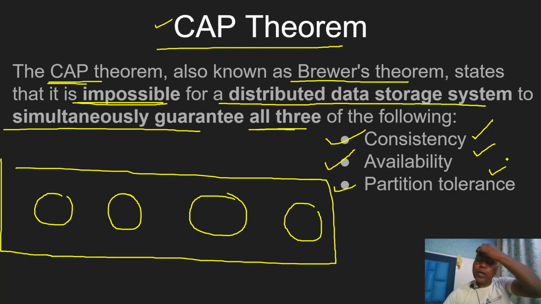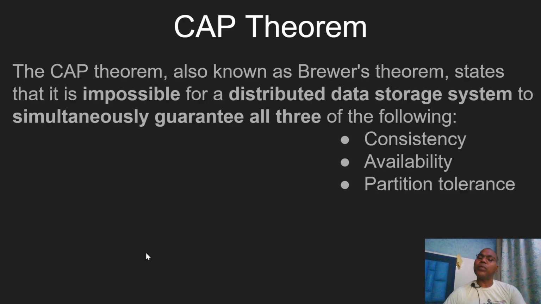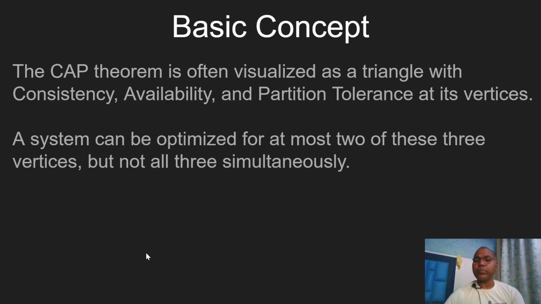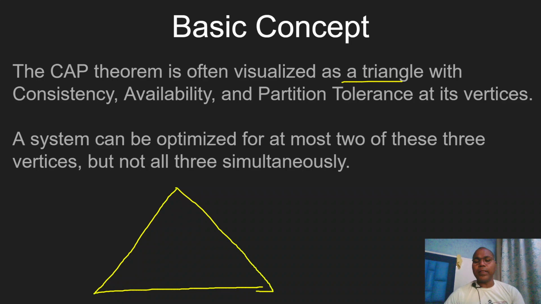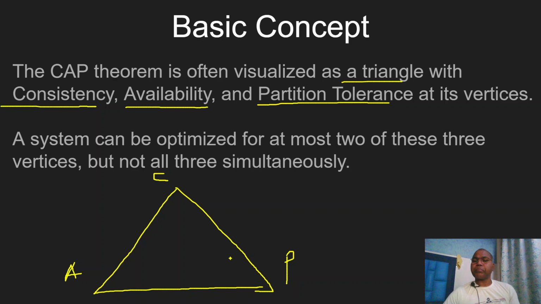Your system cannot be highly consistent, highly available, and highly partition tolerant at once. Partition tolerance, availability, and consistency are the three key features in system design, but the CAP theorem says how we can achieve them and what kind of trade-off exists between all three. Just visualize the CAP theorem as a triangle, where consistency is one vertex, availability is another, and partition tolerance is the third.